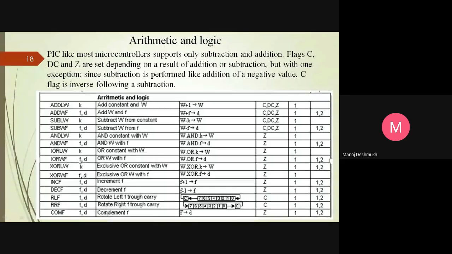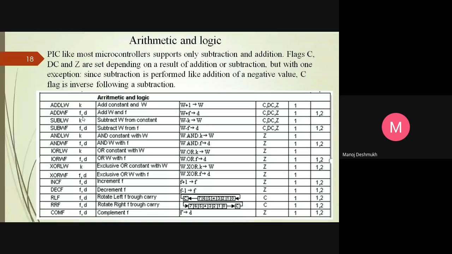After that, sorry, I missed this one: ANDWF with F, and D is your destination bit. As we have already discussed, when D is equal to 0, in which register is the result stored? Either in the W register or in the file register. So if D is equal to 0, the result is stored in W, and if D is equal to 1, it is stored in the file register. So the same condition applies.